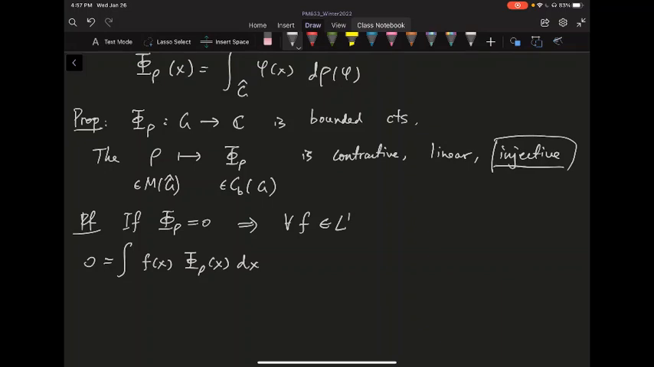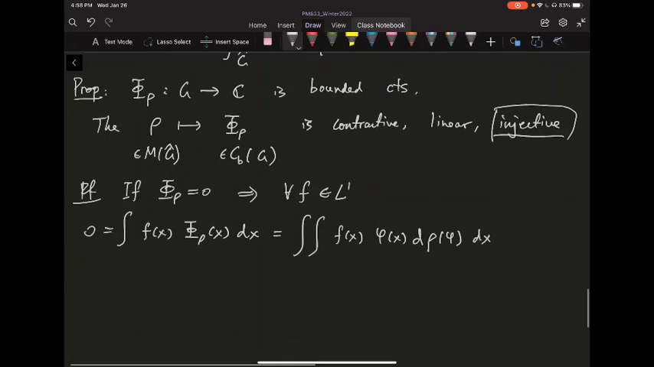All right, so now let's expand this. Well, expanding φ_ρ, this is just the double integral of f(x) and φ_ρ, which is no other than φ(x) dρ(φ). Okay, ρ is the measure on the dual group, and then you do the dx, the left Haar measure on G.